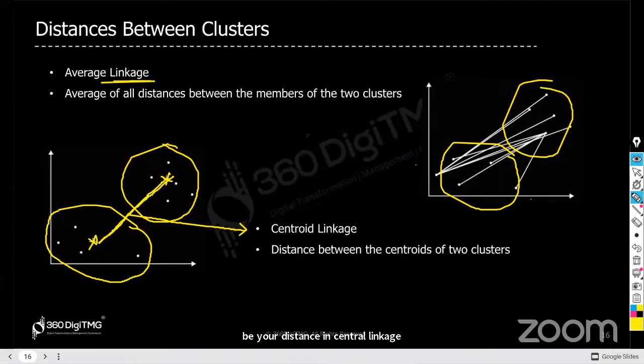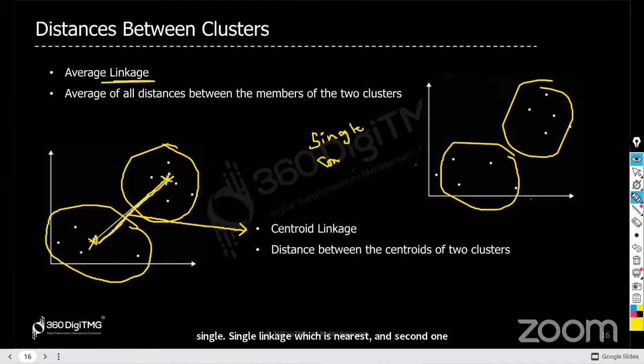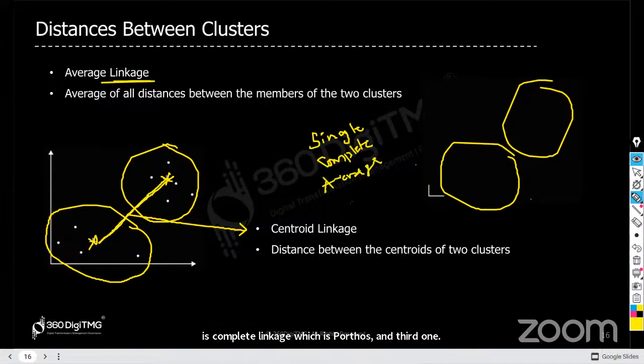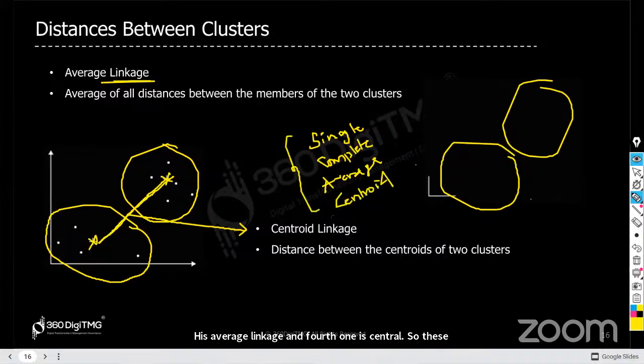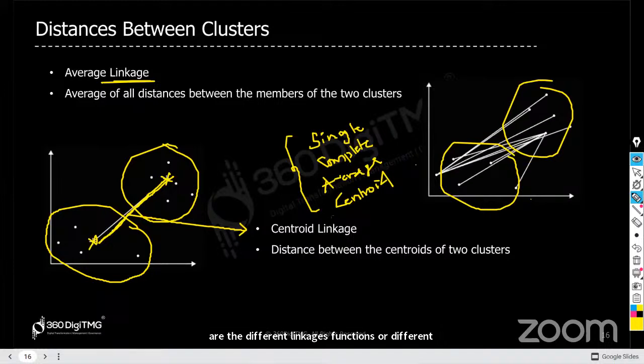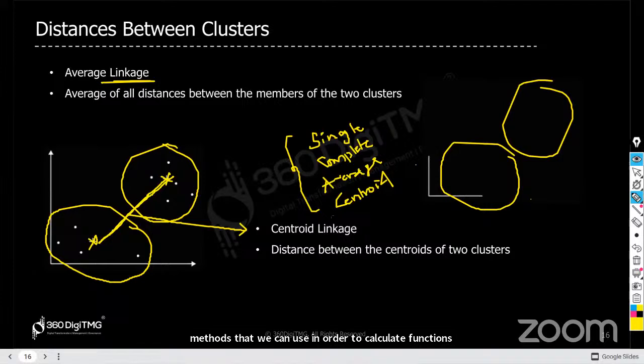So here we have discussed four different types. One is single linkage, which is nearest neighbor. The second is complete linkage, which is farthest neighbor. The third is average linkage. And the fourth is centroid linkage. So these are the different linkage functions, or different methods, that we can use to calculate the distance between two clusters or between one record and another cluster.